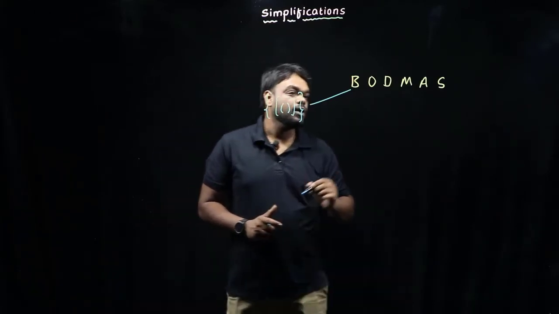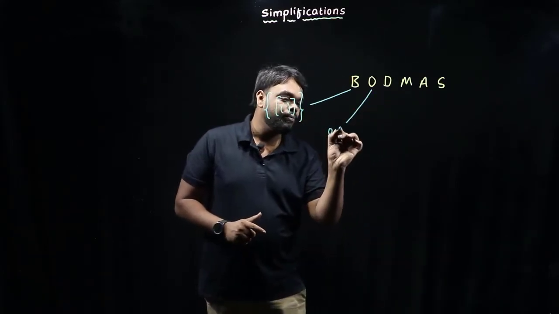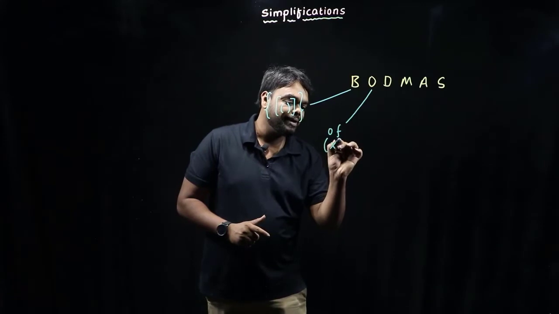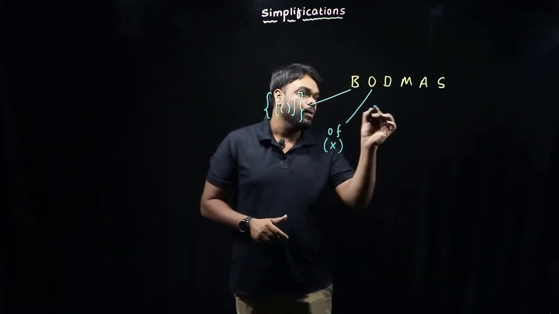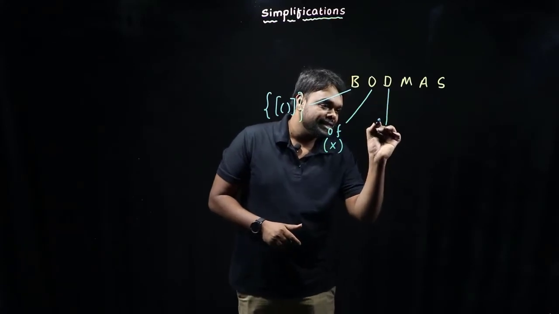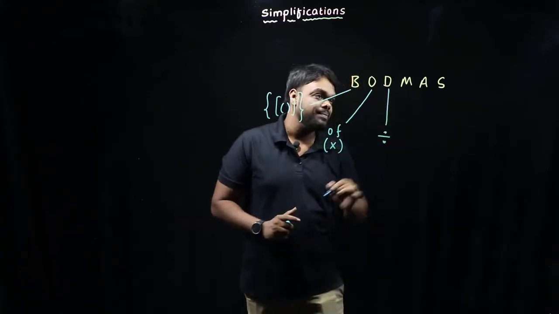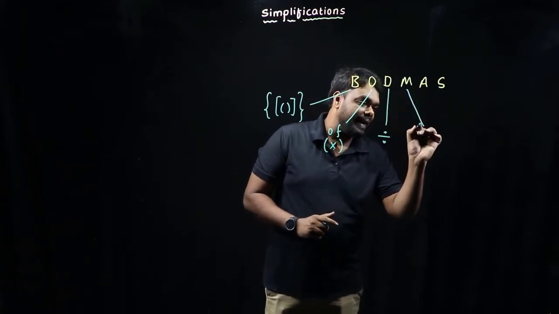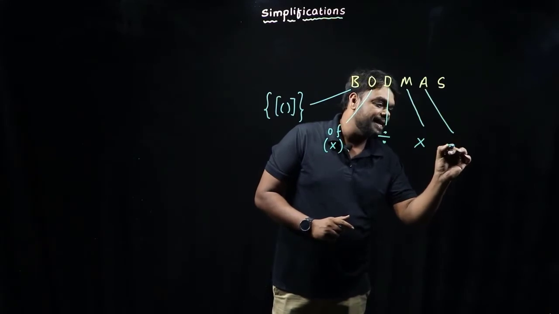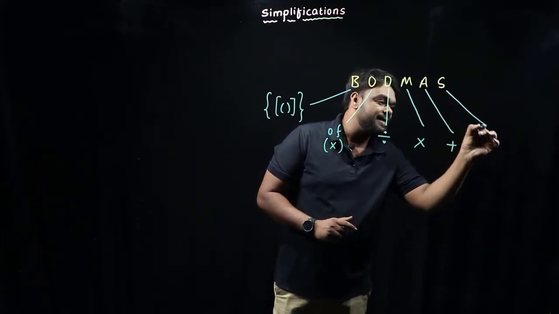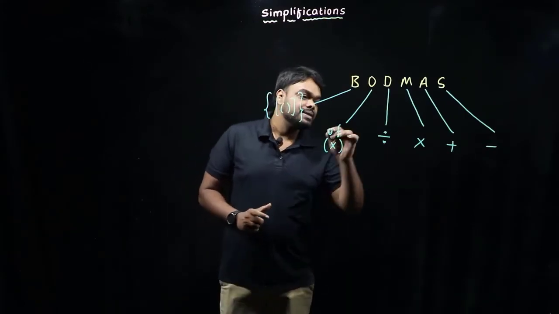Now, apart from that, we have O. O is nothing but of, which is also nothing but multiplication. And again, we have D here. You will be knowing that obviously D represents division, and again M is multiplication, A is addition, and S represents subtraction. Now, what does this mean?